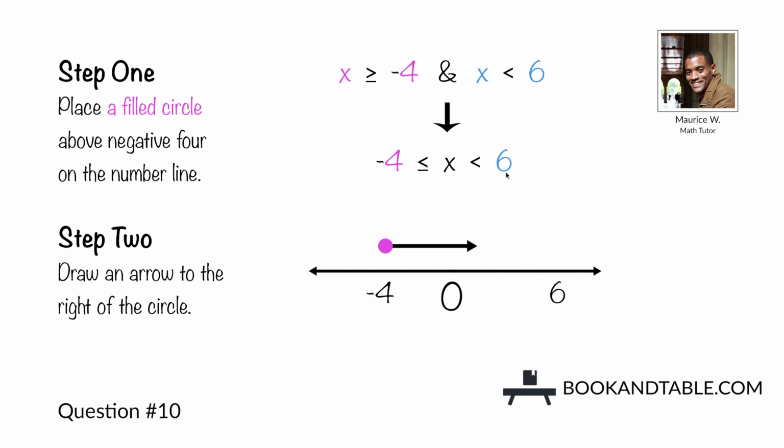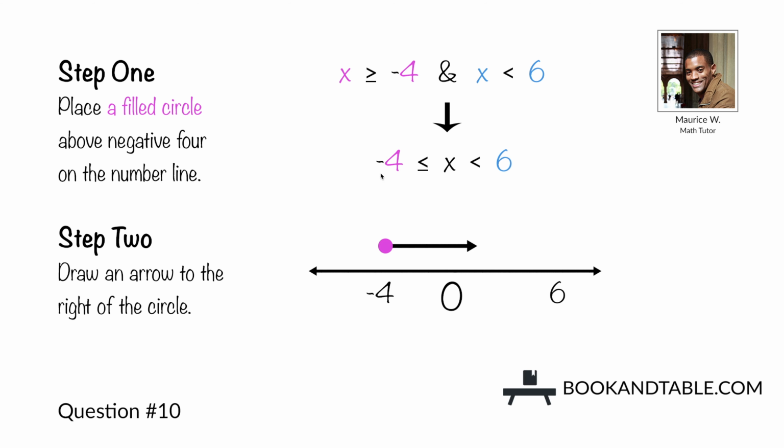But let's say you weren't 100% aware of that to begin. You still start the same way you would before. So start with this expression here. X is greater than or equal to -4. Step 1, place a filled circle above -4 on the number line. It's filled because it can equal it. And step 2 is we're going to draw an arrow to the right since x is greater than.